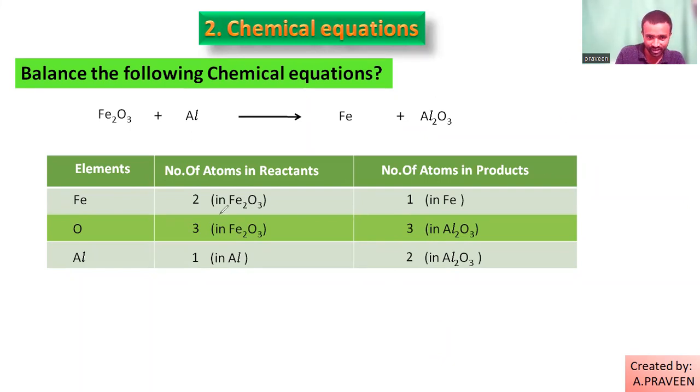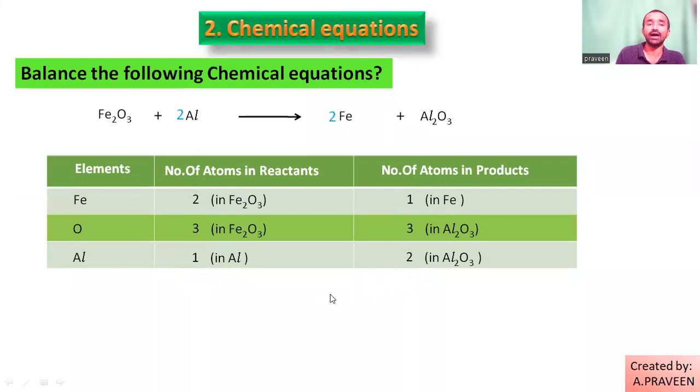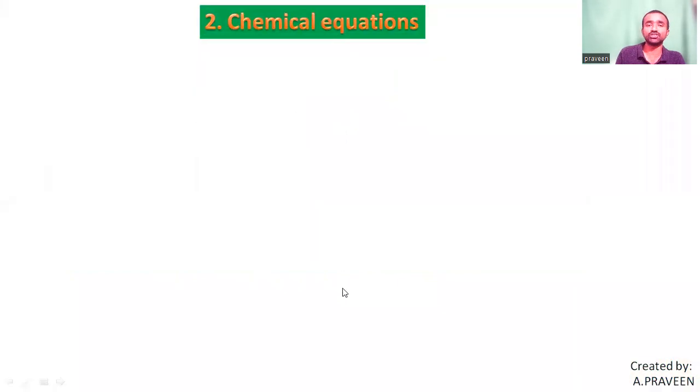To balance it, simply circle the atoms that are unbalanced and look at them. Are the unbalanced atoms available individually or combined with others? They are available individually here. 2 is there, so here you require 2. Aluminium is available independently, so place a coefficient of 2 before it. Easy to balance if you follow like this. Placing a coefficient of 2 before aluminium and 2 before iron, it is now balanced. Very easy to balance.